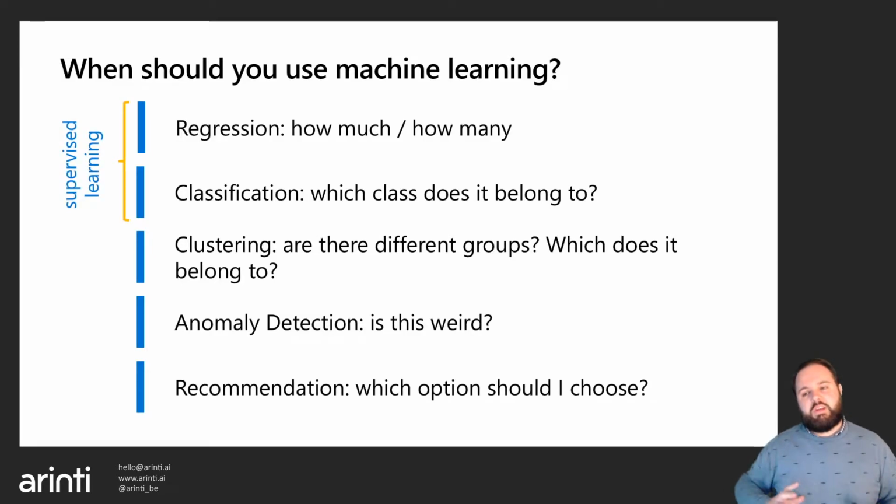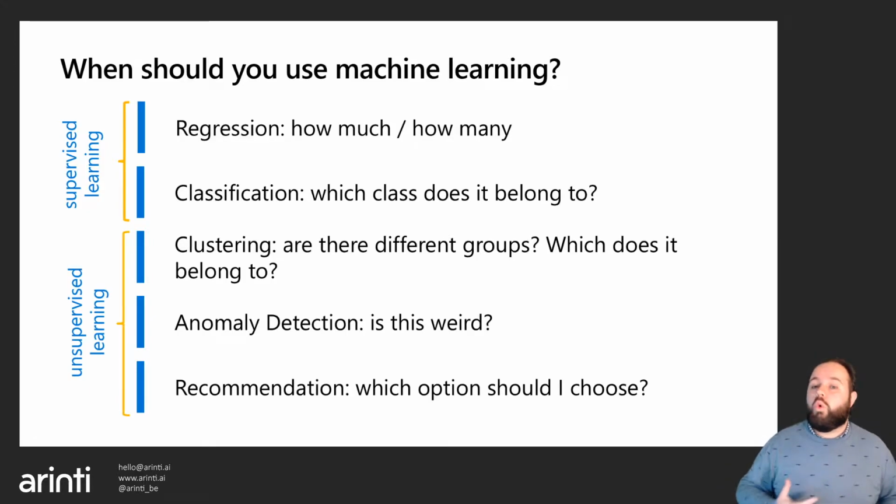So if we split this up, we have supervised learning, where we have input and output that we can use to train our model. And then we have unsupervised learning, where we don't actually know what the output will be, but the machine learning models will generate an output for us.